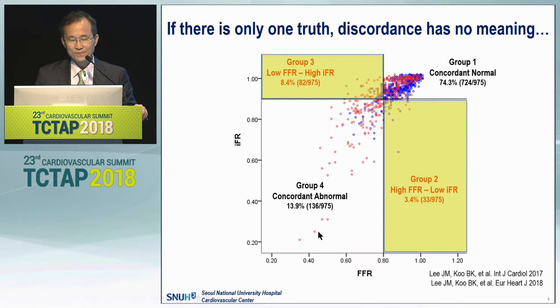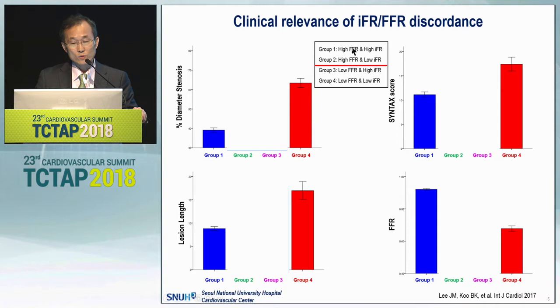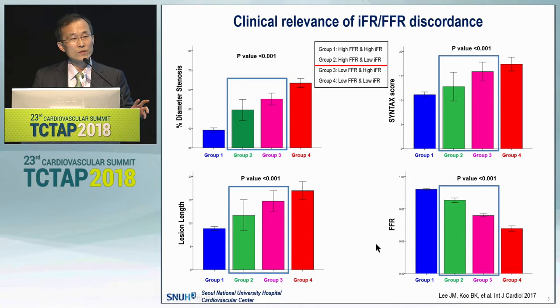So here is a scatter plot between IFR and FFR. It's good to see the concordant normal and concordant abnormal, but as usual, there are discordances. If there's only one truth, discordance has no meaning. When we divided those scatter plots into four groups according to concordant normal, concordant abnormal, and discordance, if FFR is the single truth, there's no meaning in discriminating these groups 2 and 3 according to the IFR. So there's no difference between groups 1 and 2, and 3 and 4 in terms of percent diameter stenosis, lesion length, syntax score, and FFR. But if you see the truth, there's a difference between groups 2 and 3 in comparison with groups 1 and 4 for percent diameter stenosis, lesion characteristics, patient lesion severity, and functional significance.